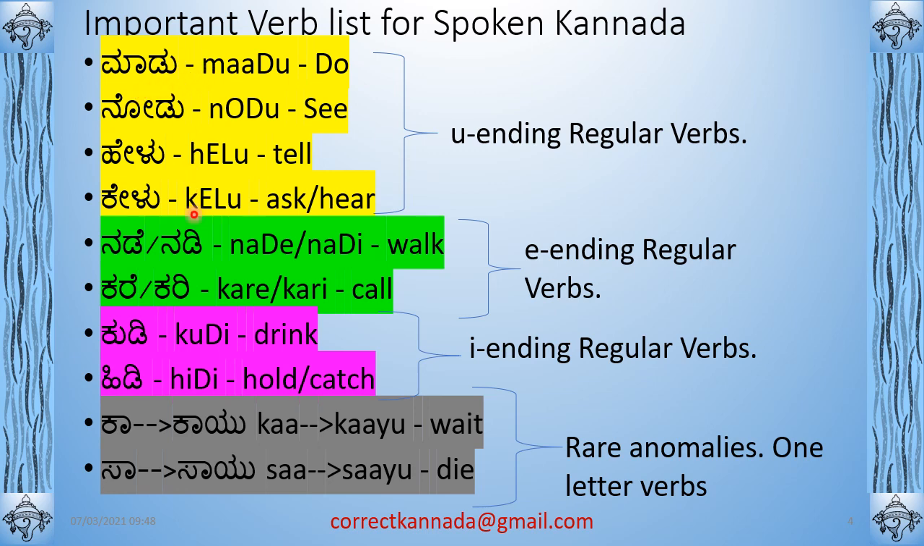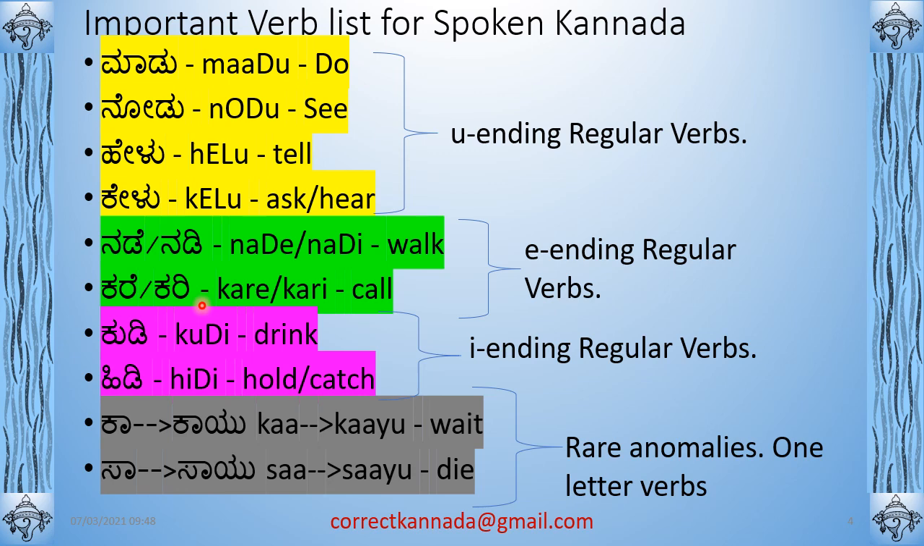The yellow color is all u-ending regular verbs, and this is the maximum number of verbs in Kannada. The green highlight is a-ending regular verbs: Nade. In spoken Kannada, all a-ending verbs are converted to e, but only in spoken Kannada, not in written Kannada. So nade changes to nadi, kare to kari, bare to bari.